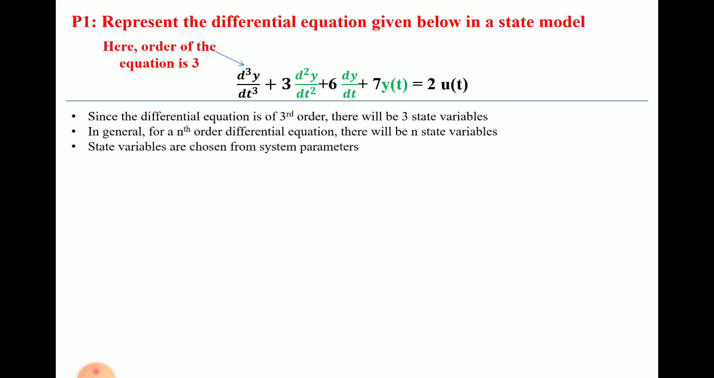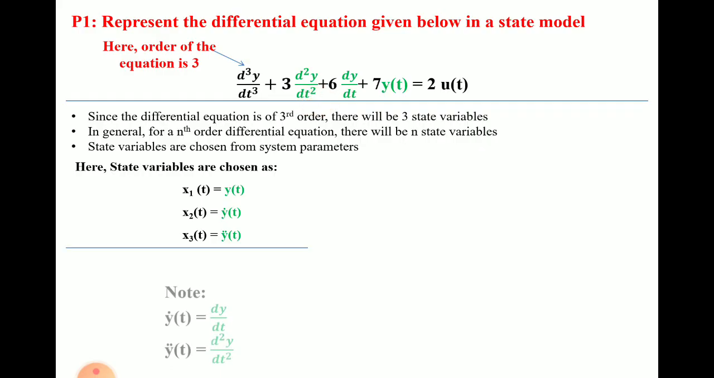But which are these state variables? State variables are generally chosen from system parameters. So here y of t, dy by dt, d square y by dt square will be chosen as the 3 state variables. x1 of t is y of t, x2 of t is y dot of t. In case you are wondering, y dot of t is equal to dy by dt. x3 of t is y double dot of t. Again, y double dot of t is nothing but d square y by dt square.